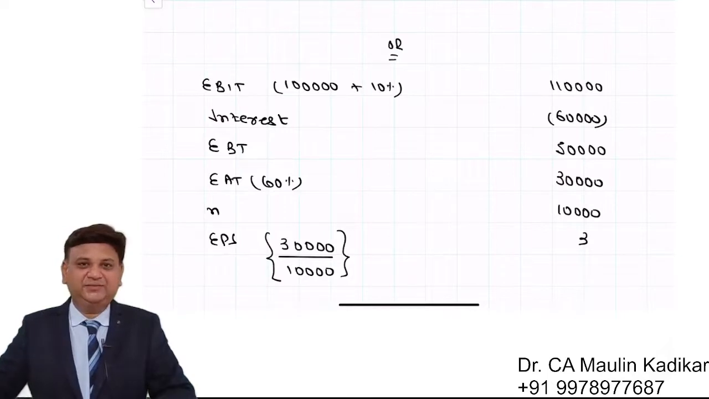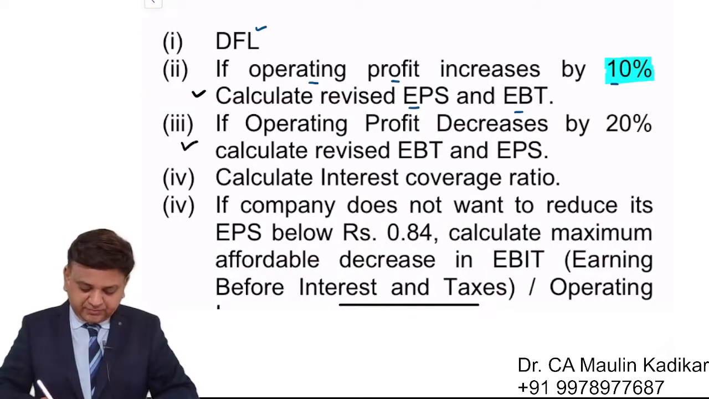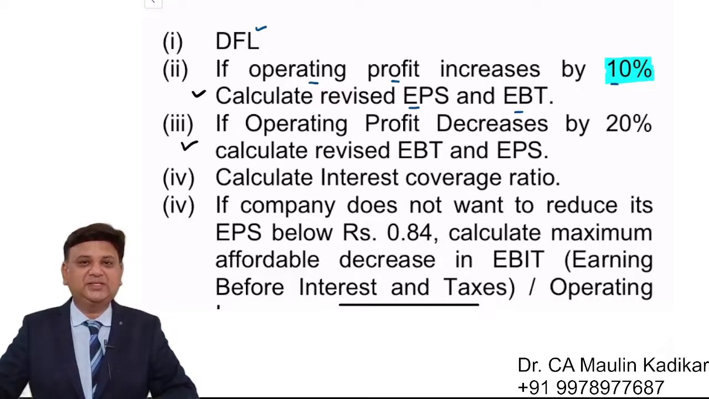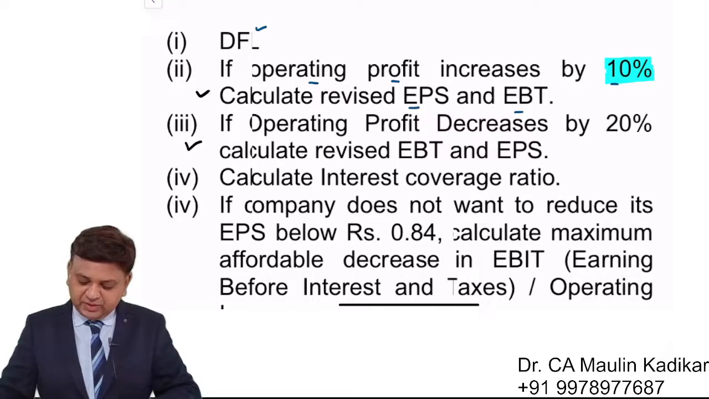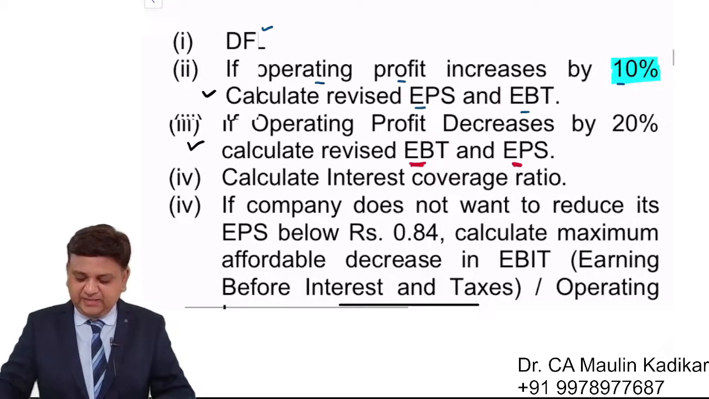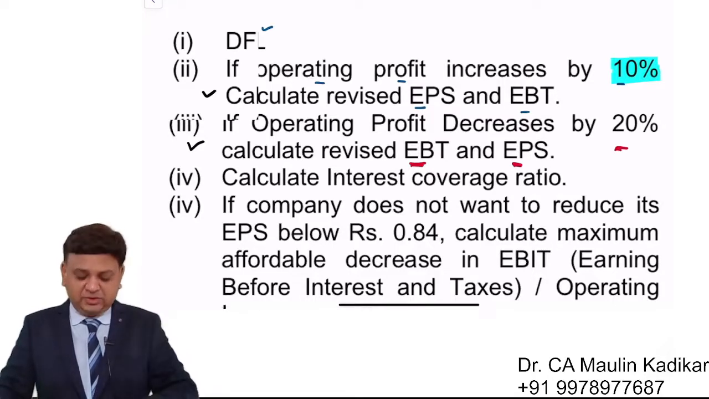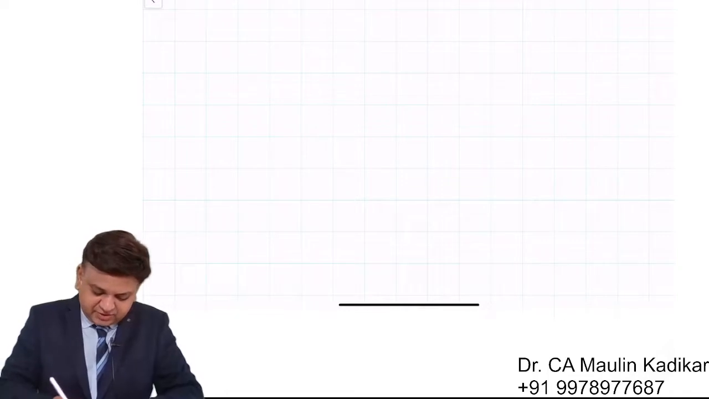Please write an answer. Try to do the third part of the question on your own and put your answer in the chat box. So friends, over here we are required to calculate what is the revised EBT and EPS if operating income reduces by 20%. So answer for the third question.